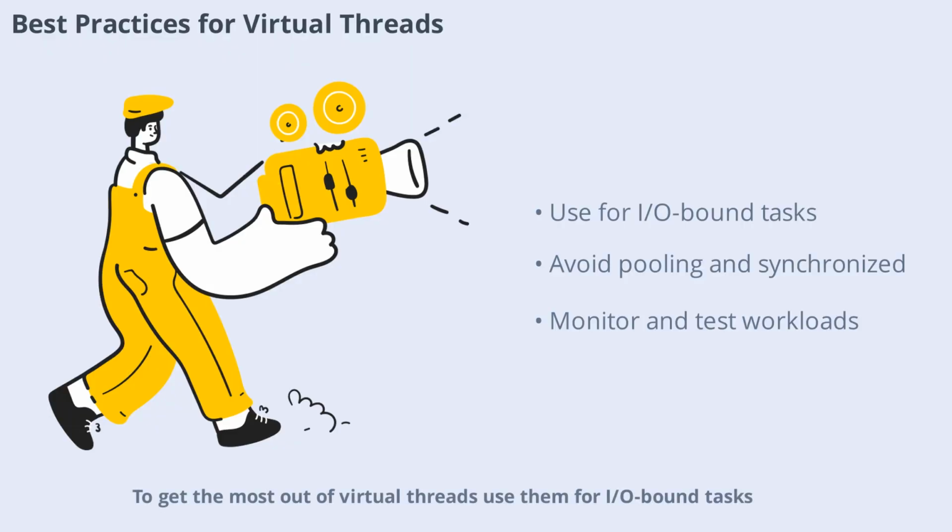To get the most out of virtual threads, use them for I/O-bound tasks, avoid synchronized blocks, and don't pool virtual threads. Monitor pinning events using JFR, designed for blocking operations, test with realistic workloads, and keep carrier threads proportional to CPU cores. Following these best practices ensures optimal performance and scalability.